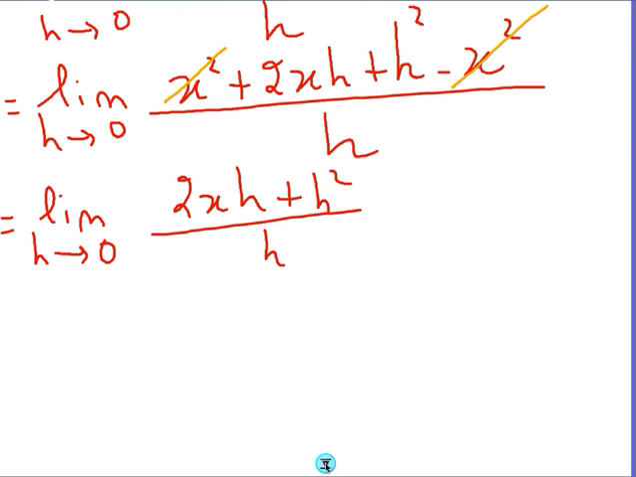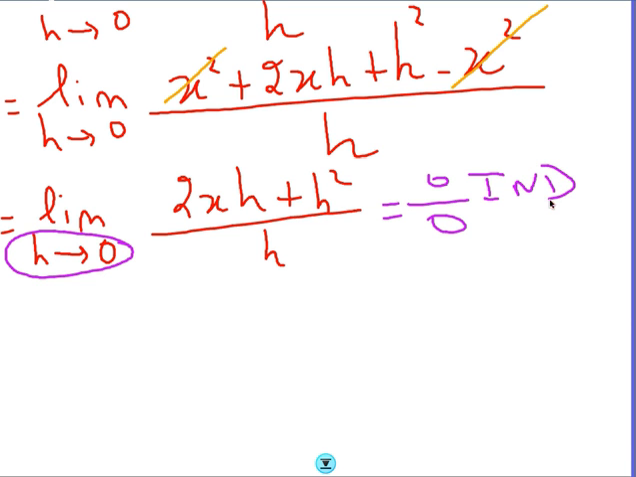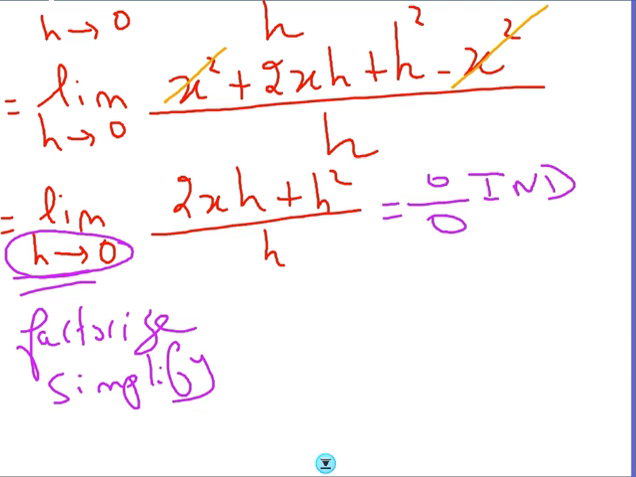Now before replacing h by 0, you have to factorize. Why? Because if you replace h by 0, since h tends to 0, you will get 2x times 0, which is 0, plus 0 squared, so 0 over 0, which is an indeterminate form. When you're finding the limit at a point, remember, you have to factorize, simplify, and then replace by 0.